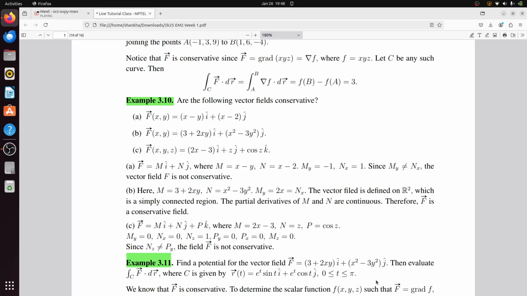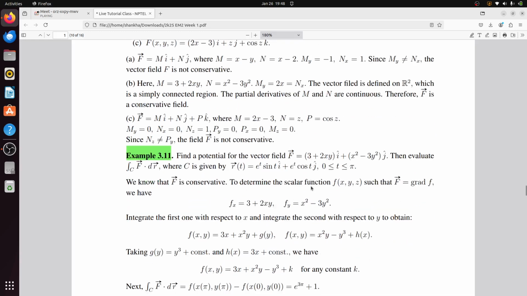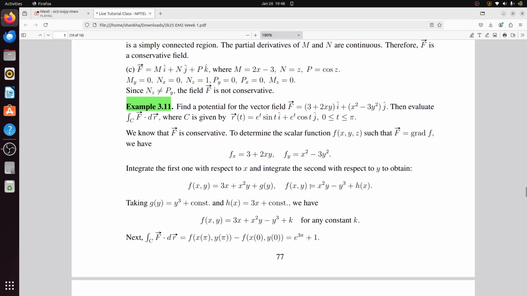So 3x plus x square y minus y cube is the small f potential. You need to find small f, so that del f del x will be your M, that means 3 plus 2xy. Your del f del y will be x square minus 3y square. So fx equals 3 plus 2xy, fy equals x square minus 3y square.